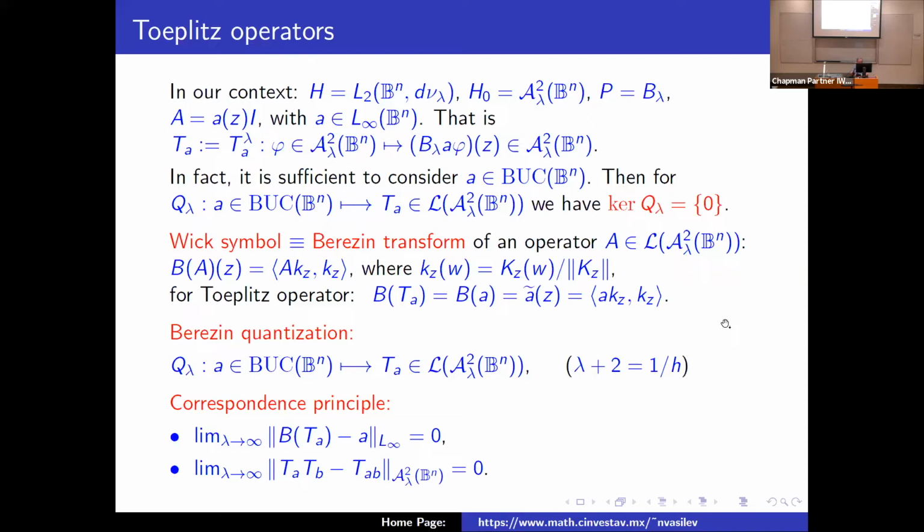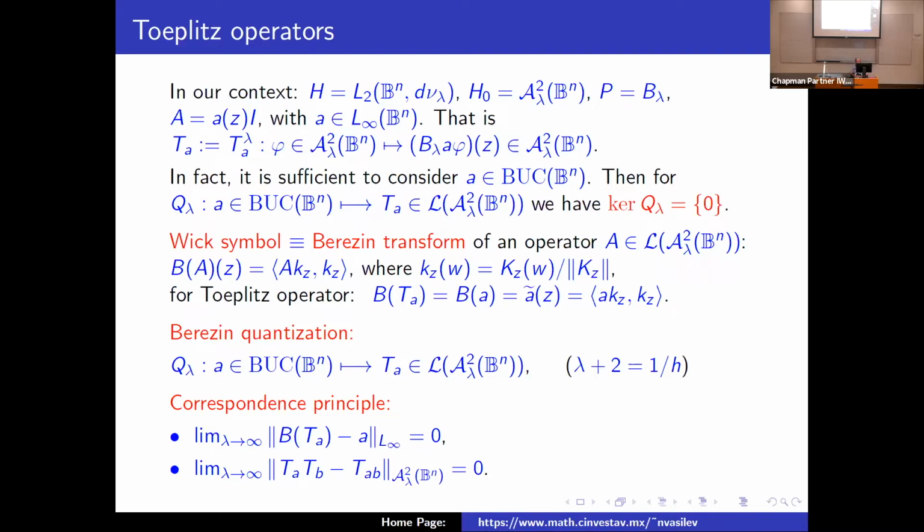You see that I denote this mapping with parameter lambda. Why is it important? It is important because of so-called Berezin quantization. Berezin proposed a way to quantize a function by an operator acting on the Hilbert space, associating to a function A a Toeplitz operator with this symbol.